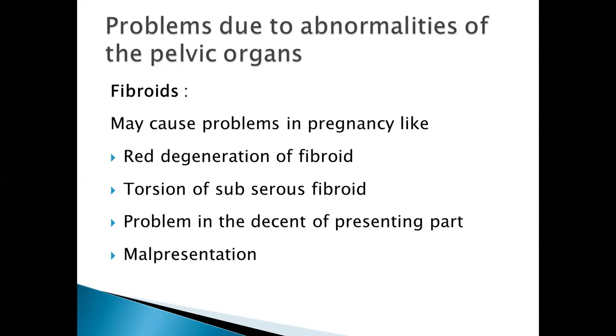Malpresentation. Depending on the location of the fibroid, it may distort the structure of the uterine cavity, and the baby may present in the form of breech or transverse lie.